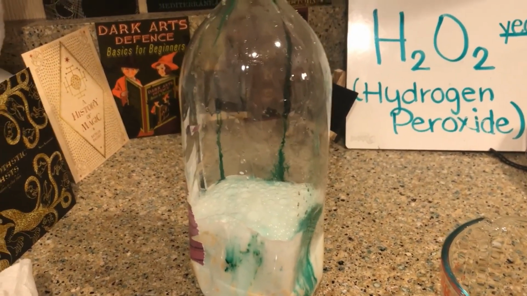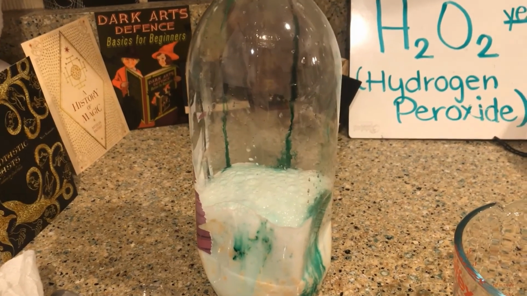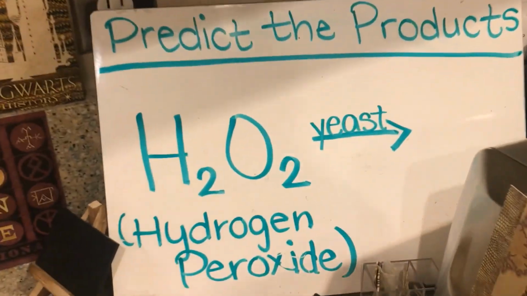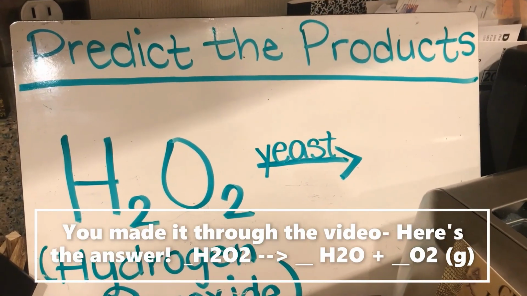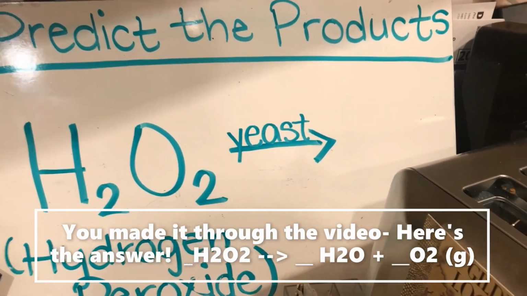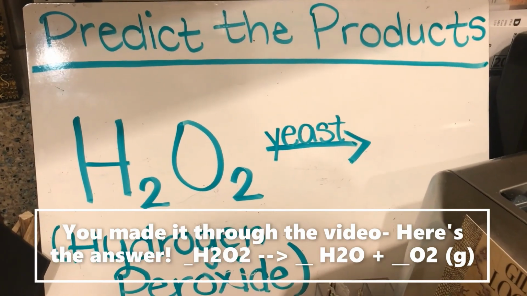So it looks like this is as big as this reaction is going to get. But what's happening is this hydrogen peroxide, when activated by yeast, is being broken down. And on your worksheet, go ahead and predict these two products, which I just told you. And don't forget to balance your equation when you're done.